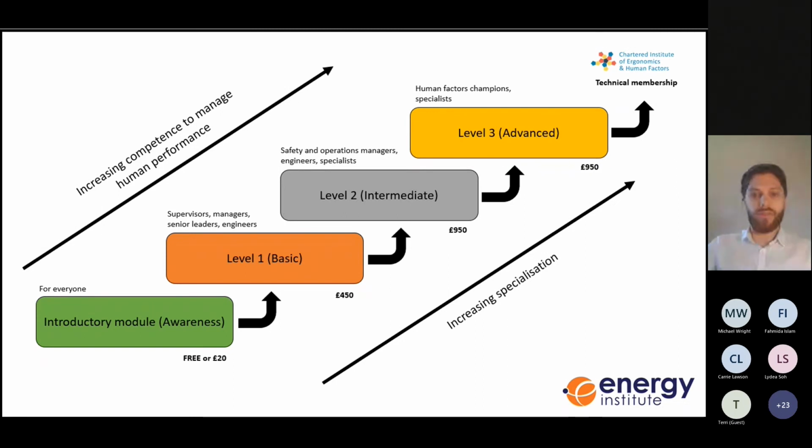The final level, level 3, is for anyone who's a human factors champion or specialist. The human performance pathway is designed so that if you complete every level, you should have the knowledge and the competency required to apply to become a technical member of the Chartered Institute of Ergonomics and Human Factors.